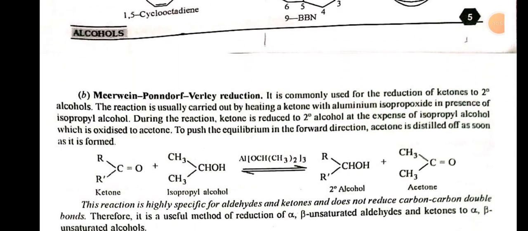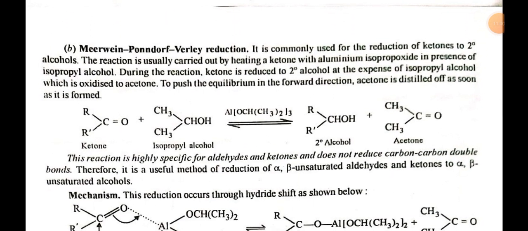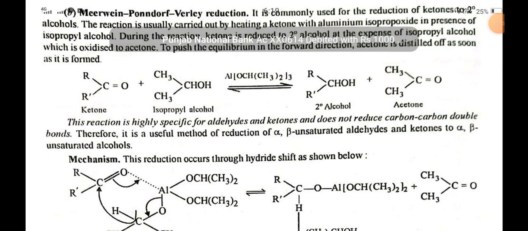The second reaction is Meerwein-Ponndorf-Verley reduction. It is commonly used for the reduction of ketones to secondary alcohols. The reaction is usually carried out by heating a ketone with aluminium isopropoxide in the presence of isopropyl alcohol. During the reaction, the ketone is reduced to a secondary alcohol at the expense of isopropyl alcohol, which is oxidized to acetone. To push the equilibrium in the forward direction, acetone is distilled off as soon as it is formed.